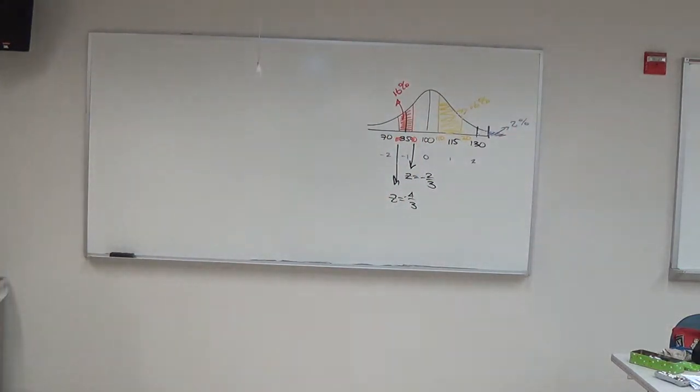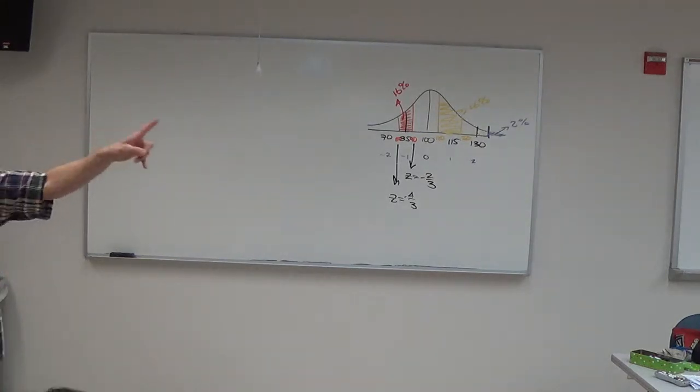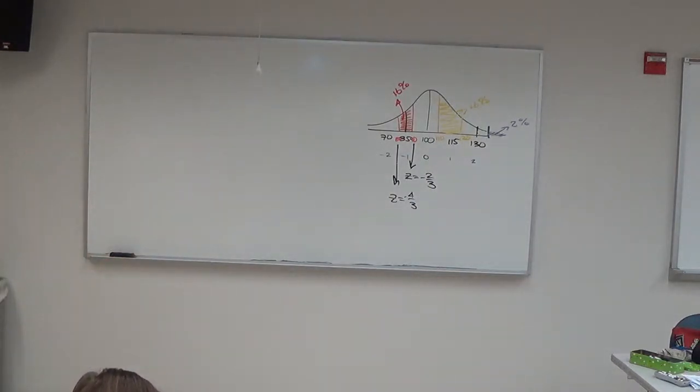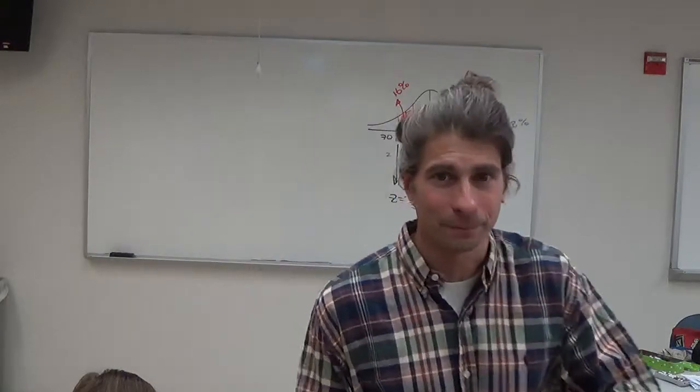Let me ask a question. What kind of problem is this? Backwards. It's now backwards, because you now have a percentage, and you've got to reverse engineer the score. It's now a backwards problem, isn't it? Love it!